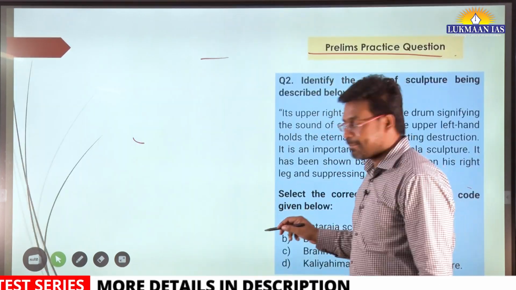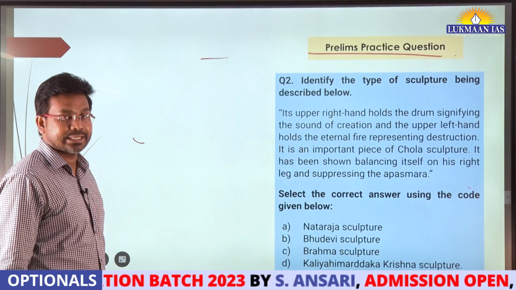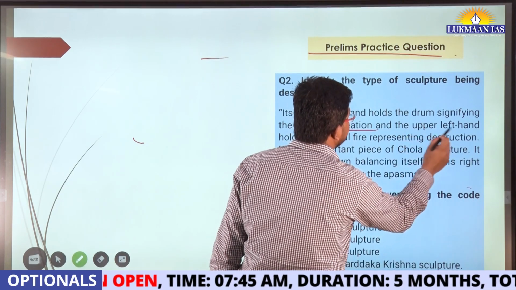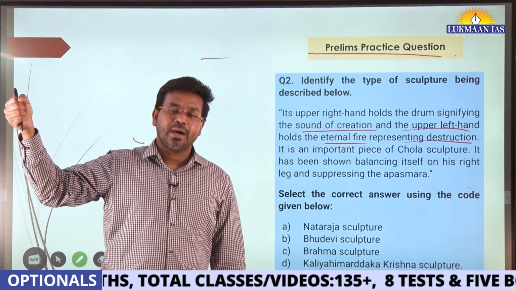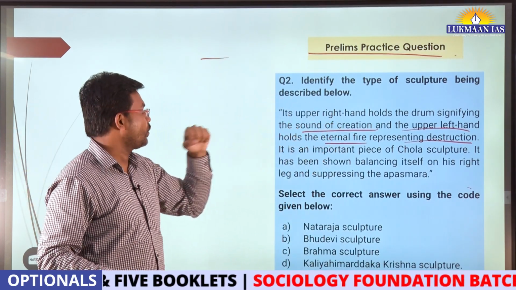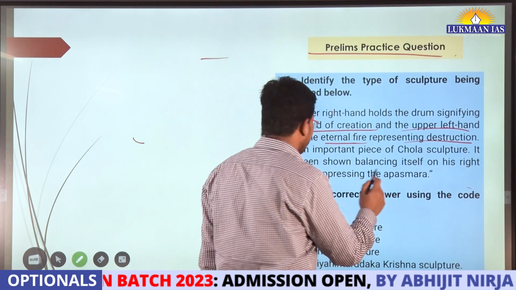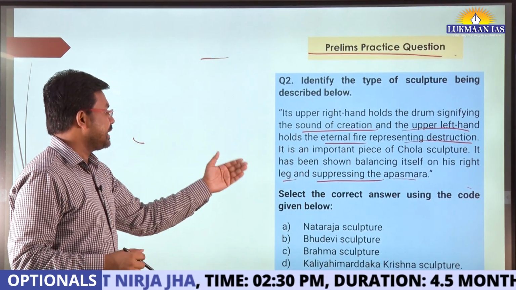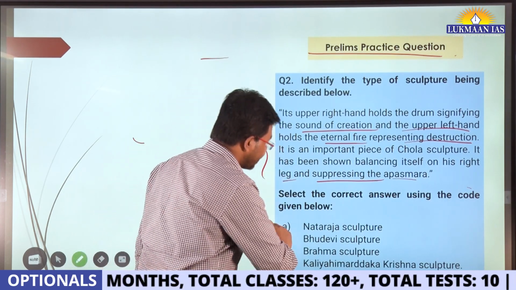This question is for the prelims exam. It says, identify the type of sculpture being described below. Its upper right hand holds the drum, signifying the sound of creation, and the upper left hand holds the eternal fire, representing destruction. It is an important piece of Chola sculpture. It has been shown balancing itself on its right leg and suppressing the demon Apasmara. Select the correct answer using the code. This is a short description of the Nataraja sculpture itself.